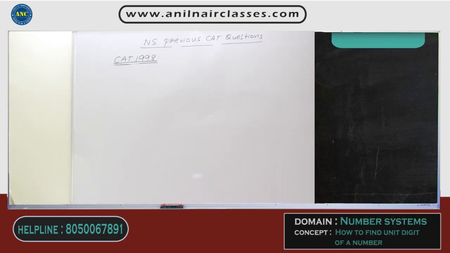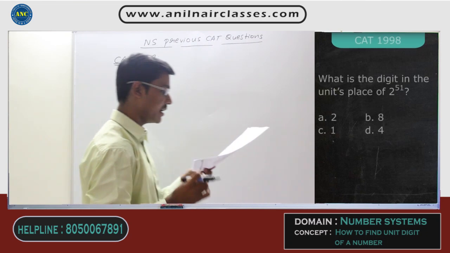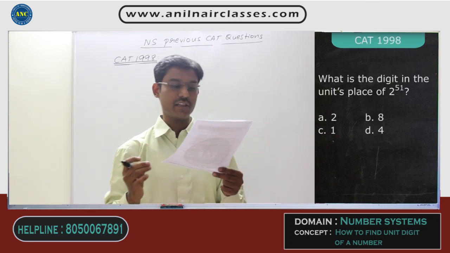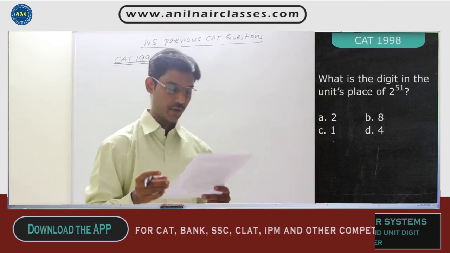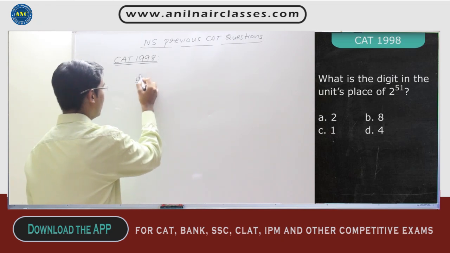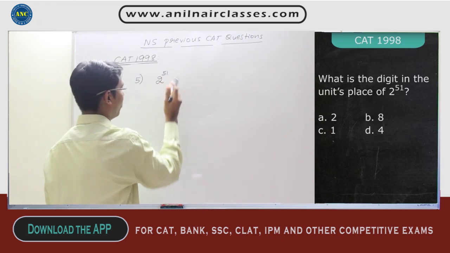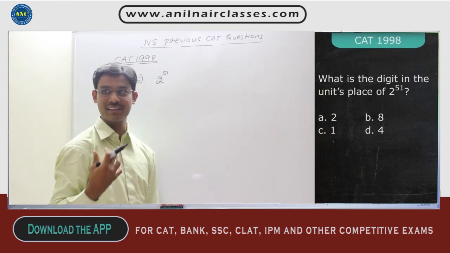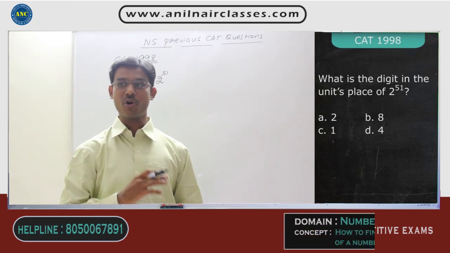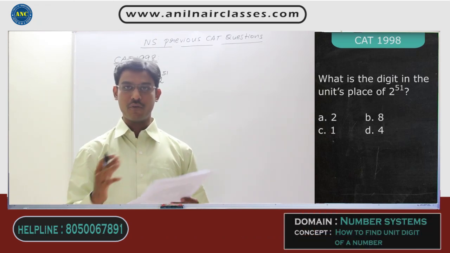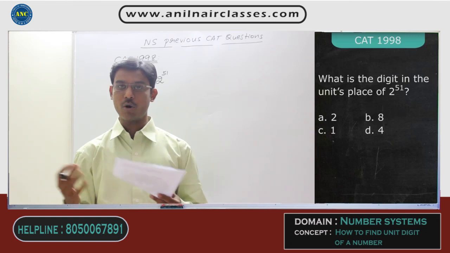Please see the next question. What is the unit digit in the units place of 2 power 51? That means they are asking you the unit digit of 2 power 51. Now please listen to this carefully. This we have already discussed in the unit digit concept. Please do not apply a separate concept for 2, 3, 5, 7, all those numbers.